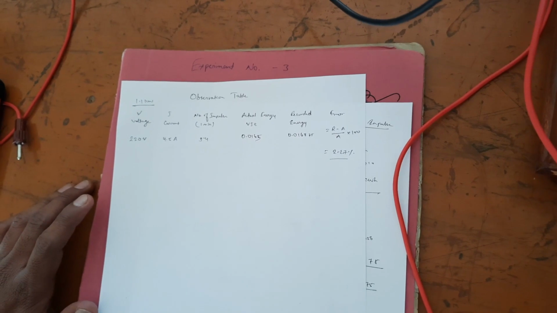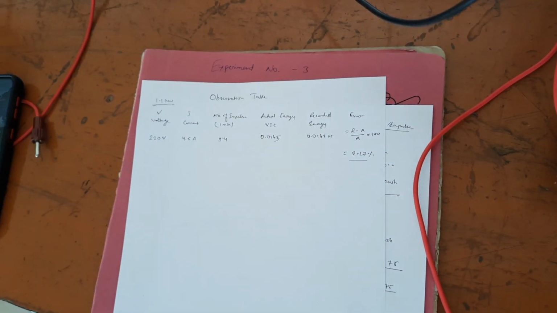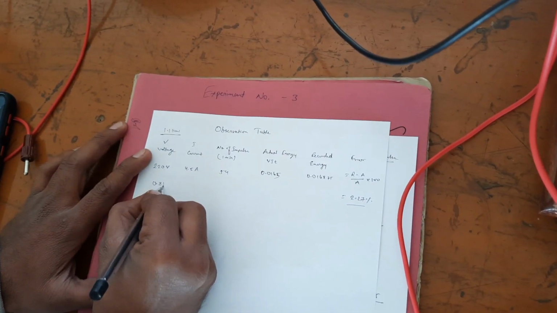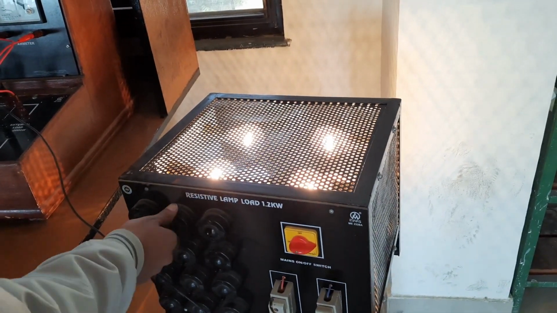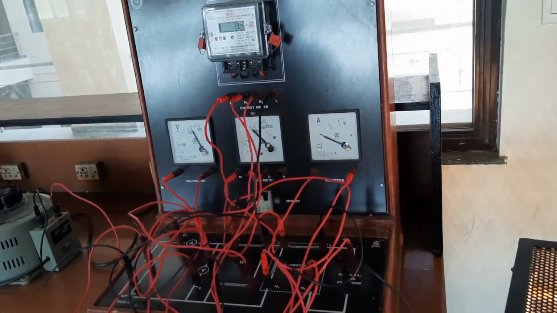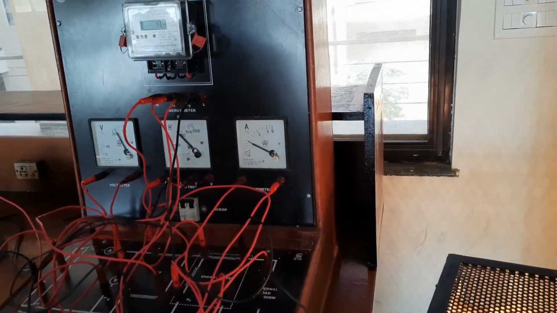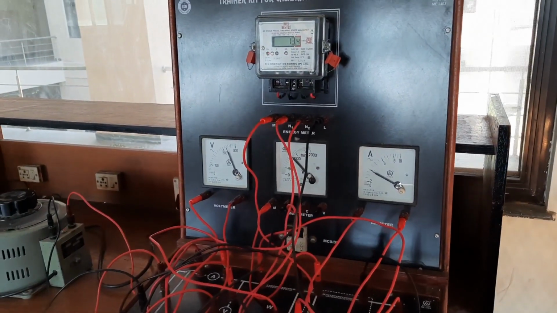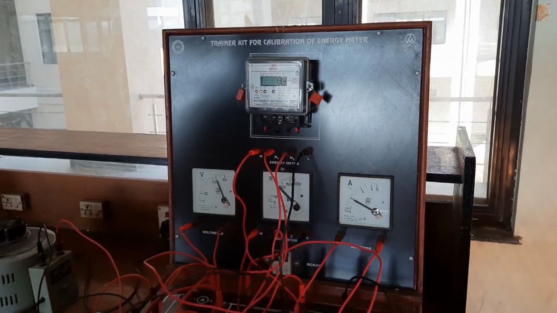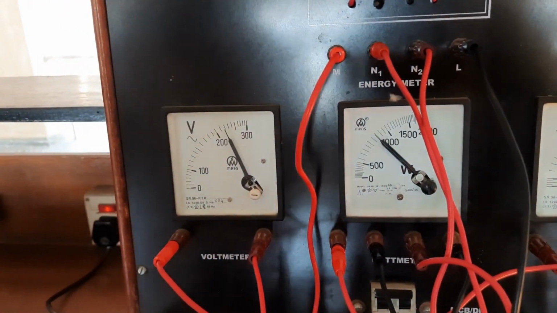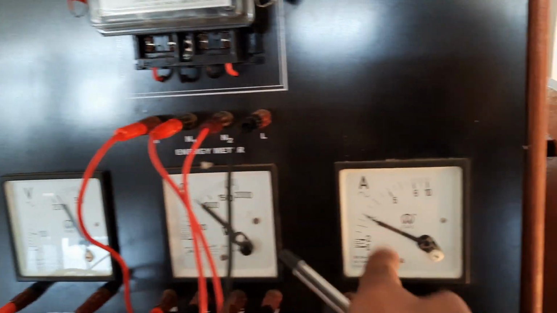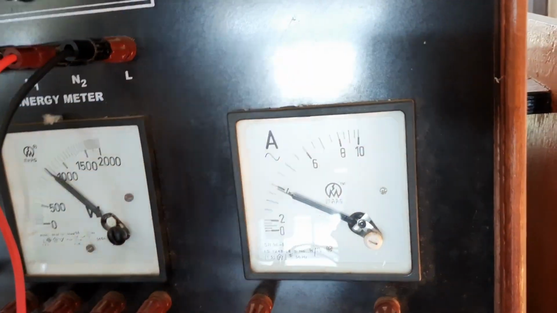Now, using the same setup for 0.8 kilowatt, how will we get 0.8 kilowatt? We will switch off two bulbs. Okay, now it is 0.8 kilowatt. For this, we have a voltage of 220, same as in the previous reading, and the ammeter is showing a current of 4 amperes.